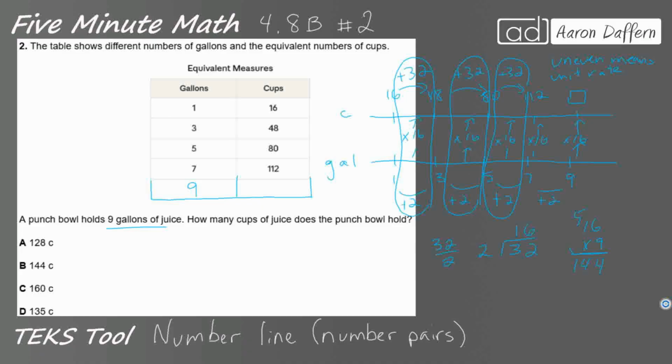Some of you noticed that we had a +2, +2, +2, and then to get from 7 to 9, it's another +2. So then we could have just mirrored our +32 all the way across. We could have done a +32. And if you thought that, you would have been correct. You could have taken your 112 and you could have added another +32 because you made another jump of 2 on the bottom and you would have gotten your same thing. So our answer is B.